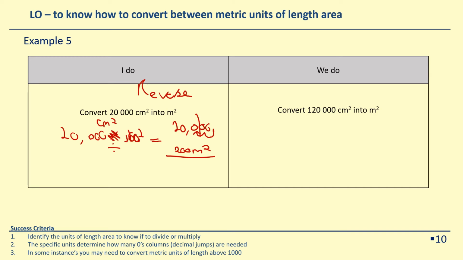Have a go at your we do, please. Okay, your answer is 1,200 meters squared. Well done if you got that right. I was showing the jumps there on the actual black font this time. Green pen if needed, please.